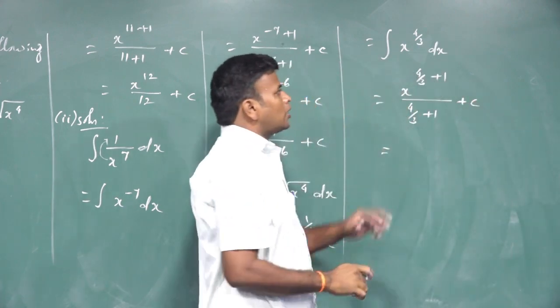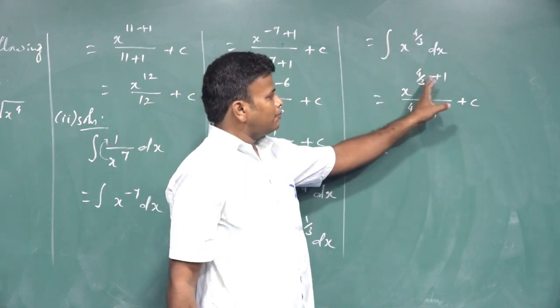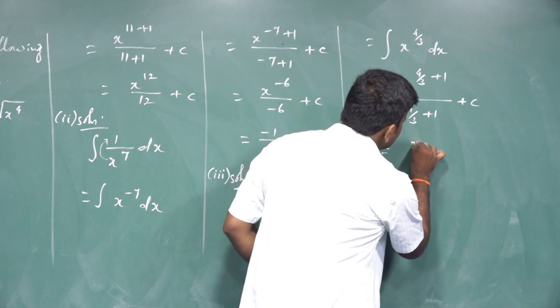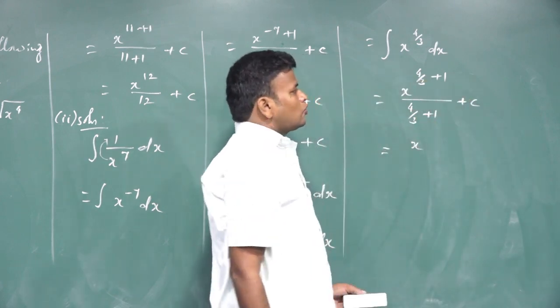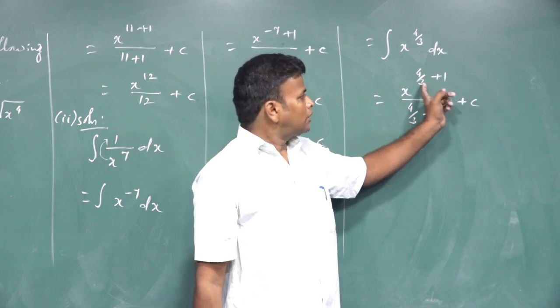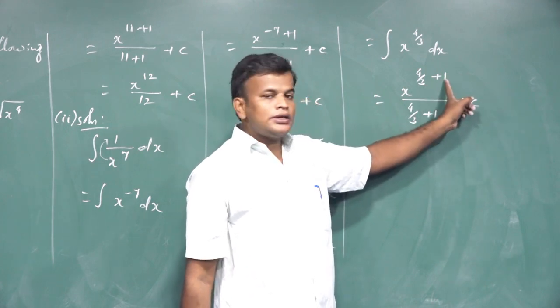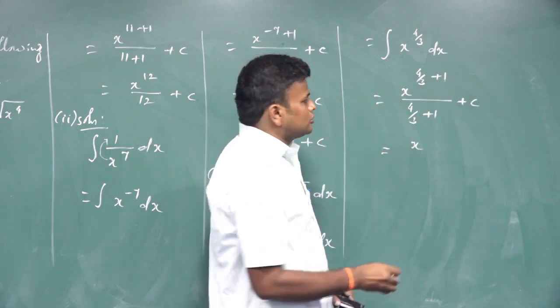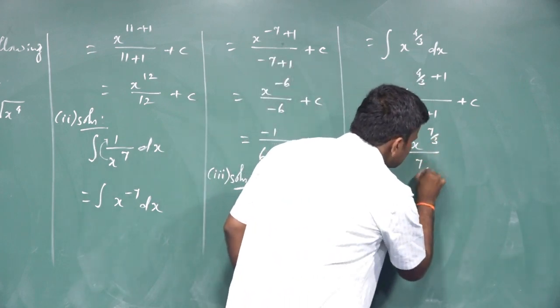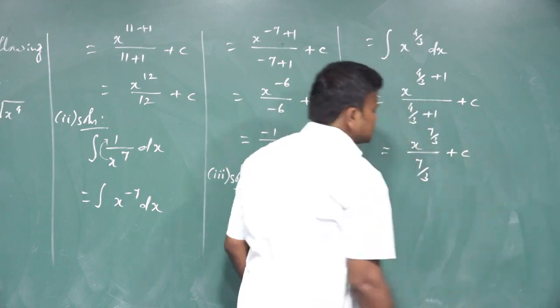Using the same formula of x power n, x power n plus 1 divided by n plus 1. What is the answer of 4 by 3 plus 1? One fraction, whole number is there. We cross multiply, 3 ones are 3, 4 plus 3 is 7. So 7 by 3 divided by the same 7 by 3, plus c.